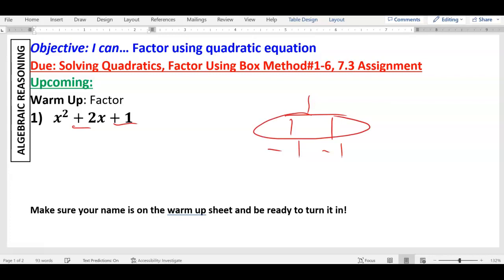One plus one gives you two. One times one gives you one. Okay. So you just break it into two parentheses: x plus one, x plus one. That's it for factoring. They're not asking you to solve it. They're asking you just to factor.